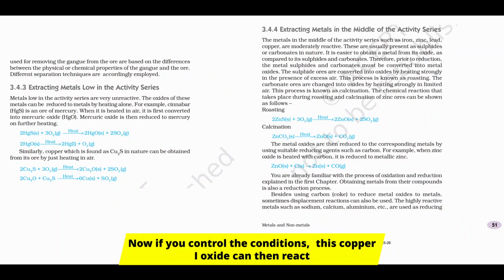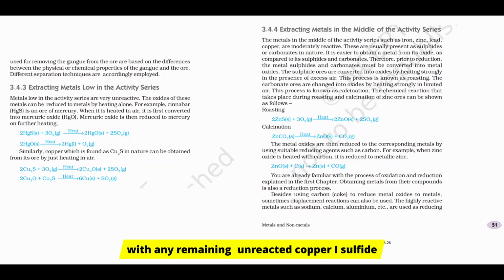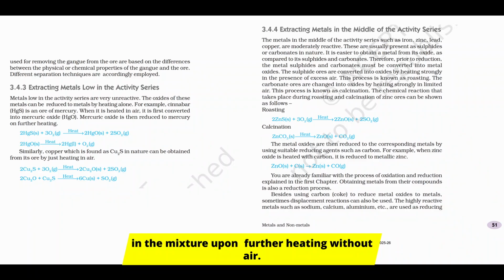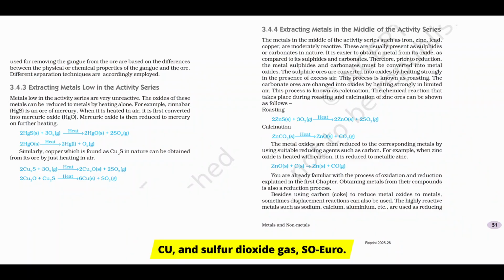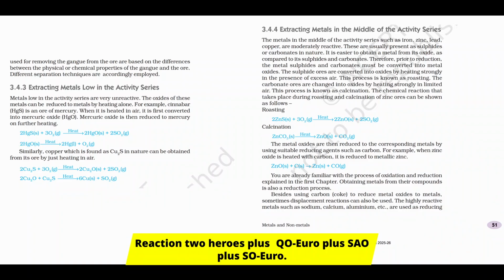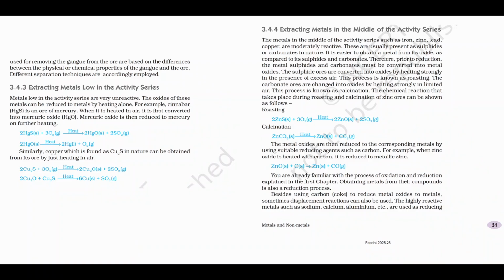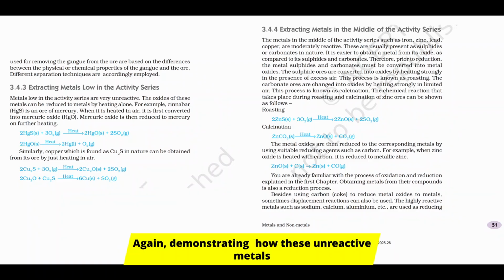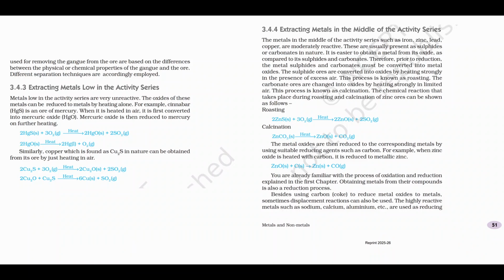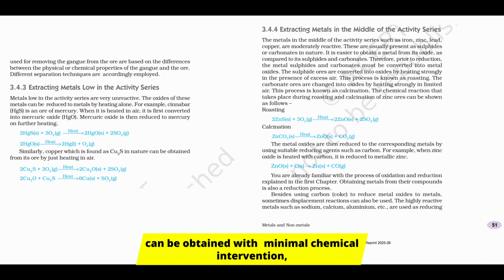Now, if you control the conditions, this copper I oxide can then react with any remaining unreacted copper I sulfide in the mixture upon further heating without air. And this reaction produces molten copper metal, Cu, and sulfur dioxide gas, SO2. Reaction: 2Cu2O + Cu2S → 6Cu + SO2. Notice here, the copper sulfide itself acts as a reducing agent for the copper oxide. This is called auto-reduction or self-reduction, again demonstrating how these unreactive metals can be obtained with minimal chemical intervention, sometimes just by carefully heating their ores.